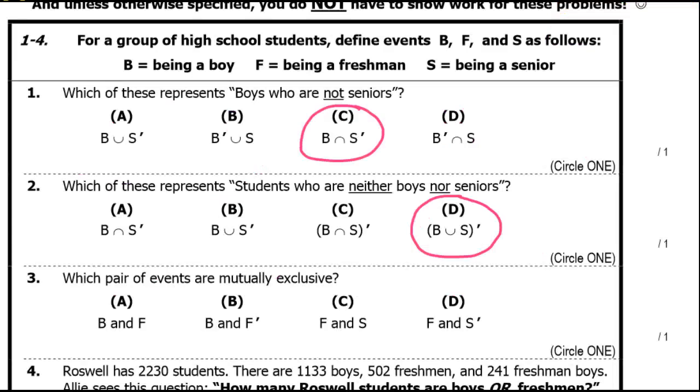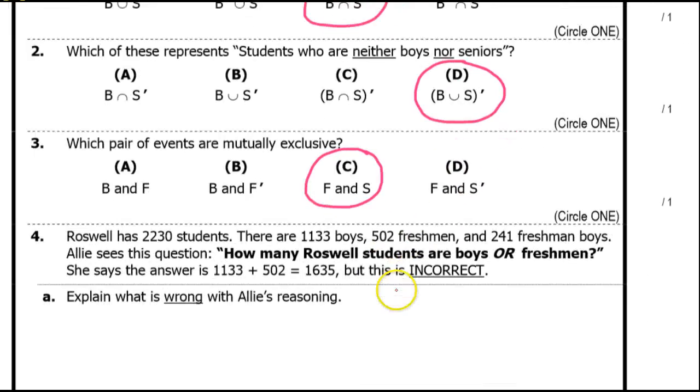Okay, so which pair of events are mutually exclusive? You could be a boy and a freshman. You could be a boy and not a freshman. So these are overlapping. But there's no way you could be a freshman and a senior. So these are mutually exclusive. All right, you could definitely be a freshman and not a senior at the same time.